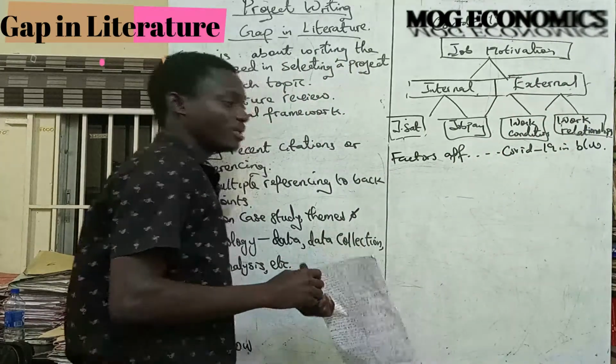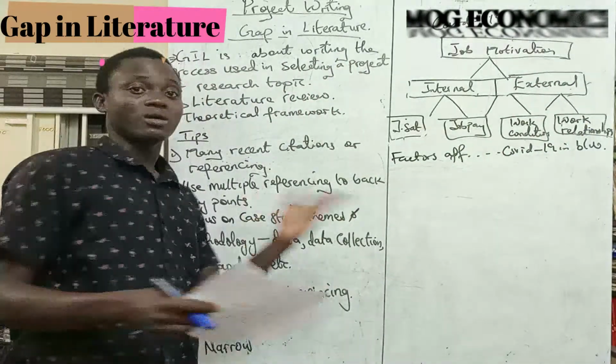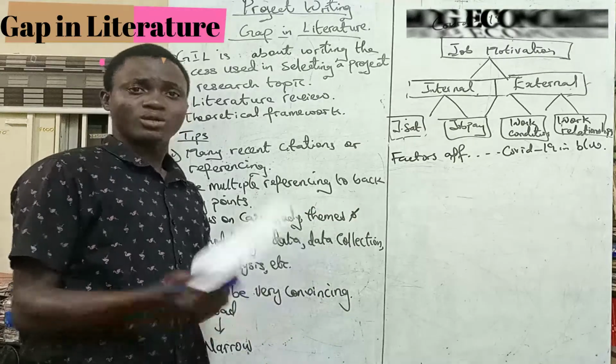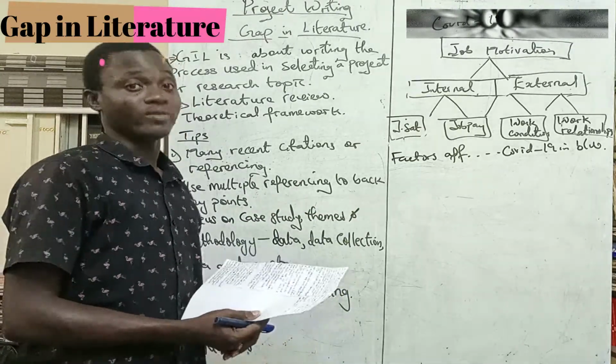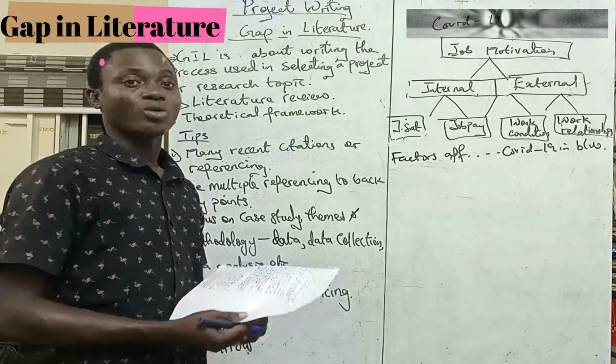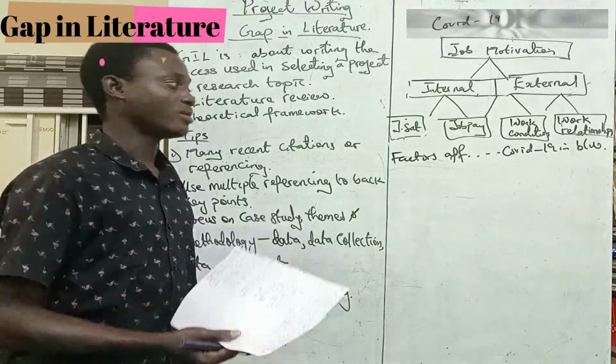COVID-19 ensured that people didn't go out. There was a lockdown across. I don't know when you'll be seeing this video, but I'm talking about 2020. There was lockdown all over the world. People had to stay at home. Restricted movements and so on and so forth.